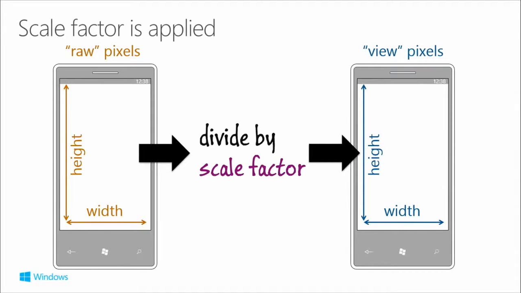So we take the raw pixels that we have on the device, we divide it by that scale factor that we're given, and then we get the real key, which is the view pixels on that device. And all of our design is going to be done with this concept of view pixels in mind. You don't have to do any of this calculation yourself, just in case. This is for interest, so you can figure out how it's working.